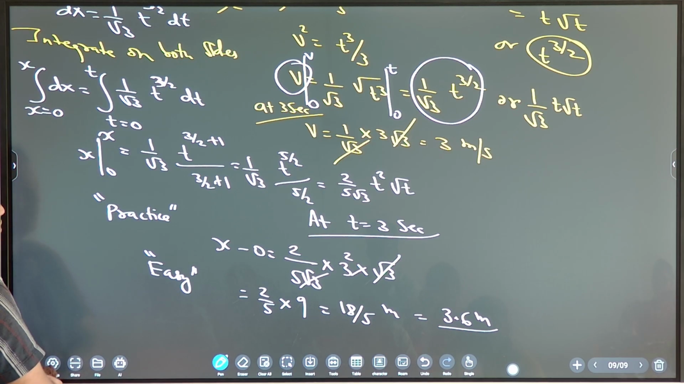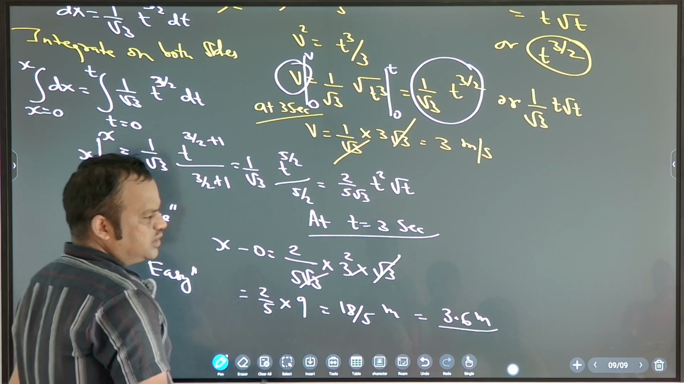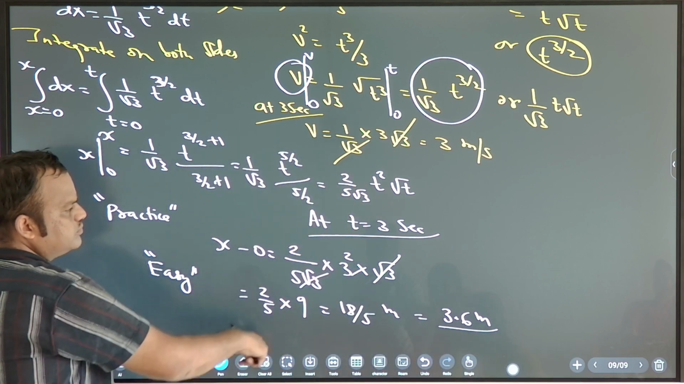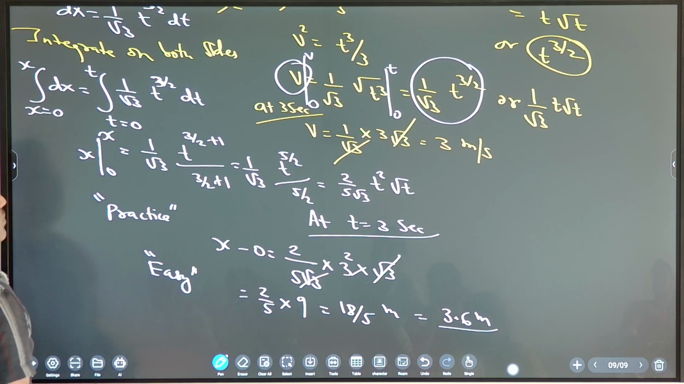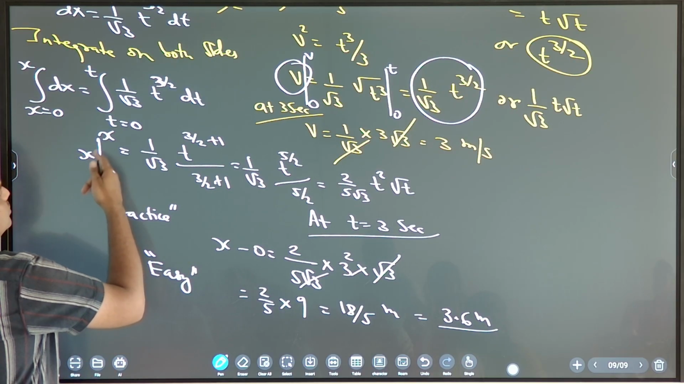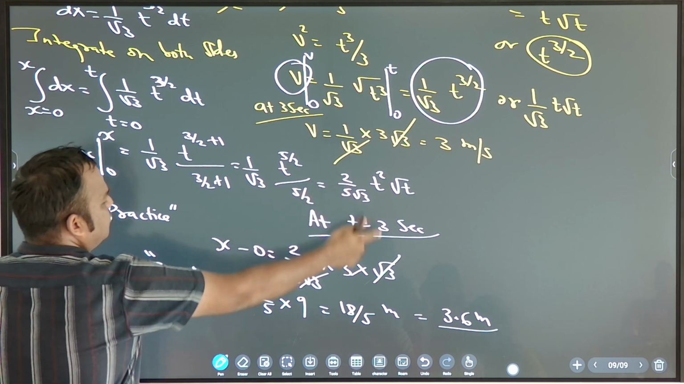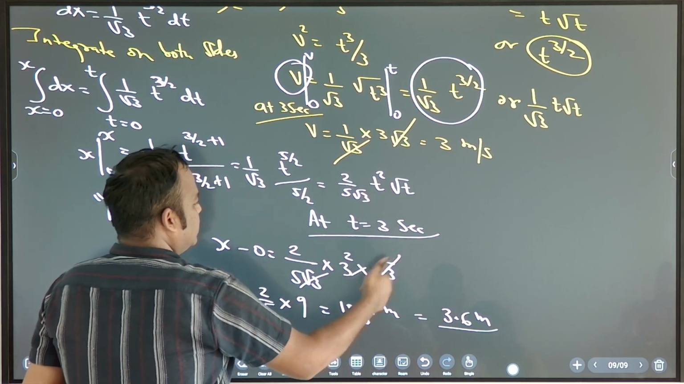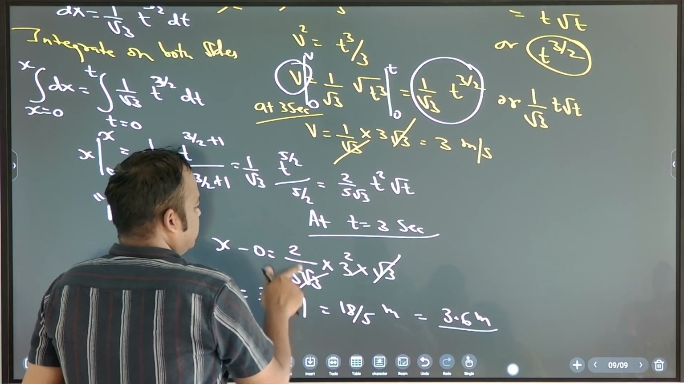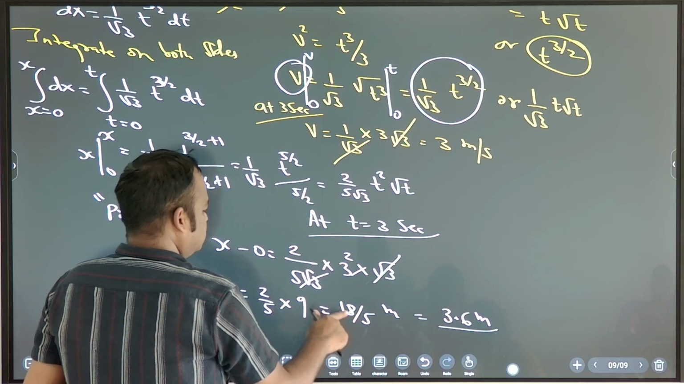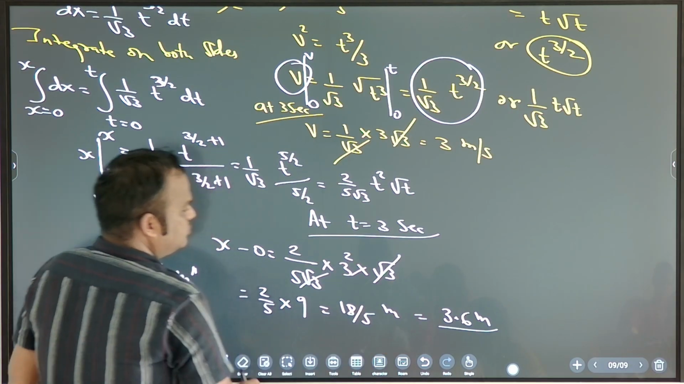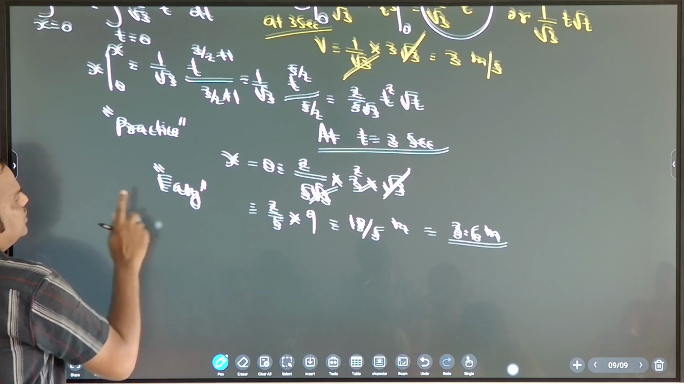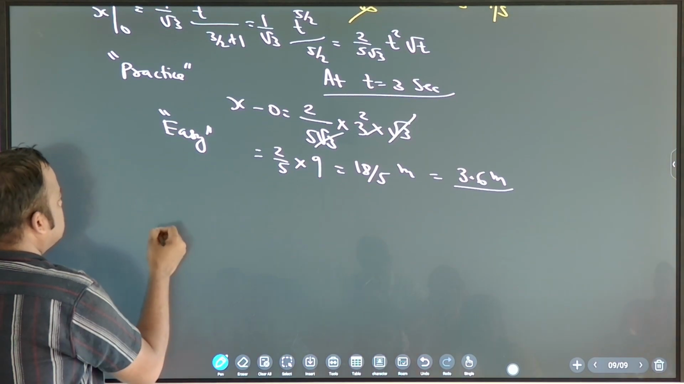So, one tricky question. You want one tricky question? Okay, this is finished. Clear? No doubt. So x minus 0 is equal to 2 by 5 root 3, 3 square into root 3. Root 3 cancels, so 2 by 5 into 9, so 18 by 5. Just one last question, then I will start momentum conservation.